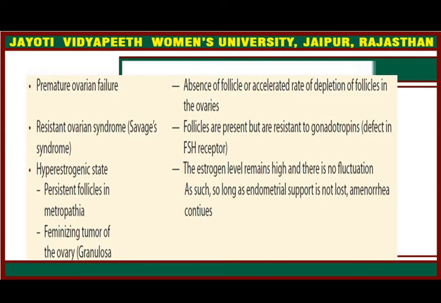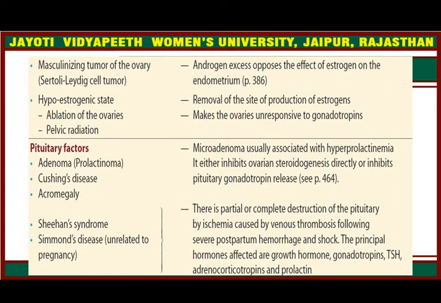Again, hyperestrogenic state like persistent follicles in metropathia hemorrhagica. Here the estrogen levels will be continuously high and there will not be any progesterone secretion, and because of this there will be hypertrophy of endometrium, and the menses will not come on properly. Again, feminizing tumors like granulosa cell tumor might be the reason for amenorrhea. Again, masculinizing tumor of the ovary. Here the androgen will be in excess, and that will oppose the effect of estrogen on the endometrium, so there will not be any proliferative effect, and that will result in amenorrhea.